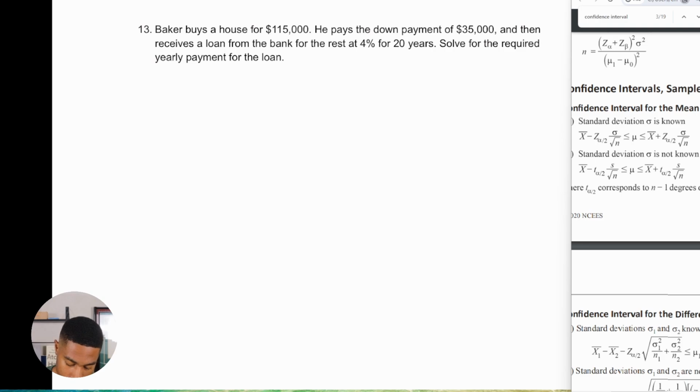I need to draw out my time value of money scale. Okay, so Baker goes in the hole, down 115K, right? 115,000. And then he pays a down payment, so he got rid of some of that by paying 35. All right, balance some of it out. And we want to know what is the required yearly payment for 20 years.